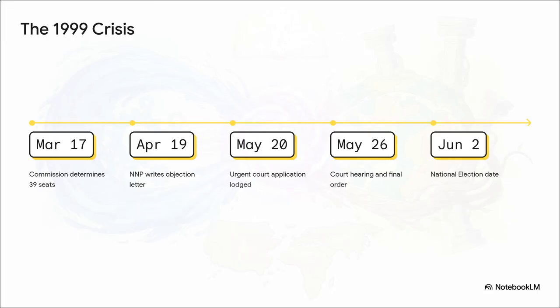And the sheer panic of the situation is just incredible. The commission made its call in March. Letters of objection were fired off in April, but the urgent court application wasn't even filed until May 20th. That left the Constitutional Court mere days to hear the arguments, interpret the Constitution, and issue an order by May 26th, all before voters actually went to the polls on June 2nd. The potential for absolute electoral chaos was, frankly, sky high.